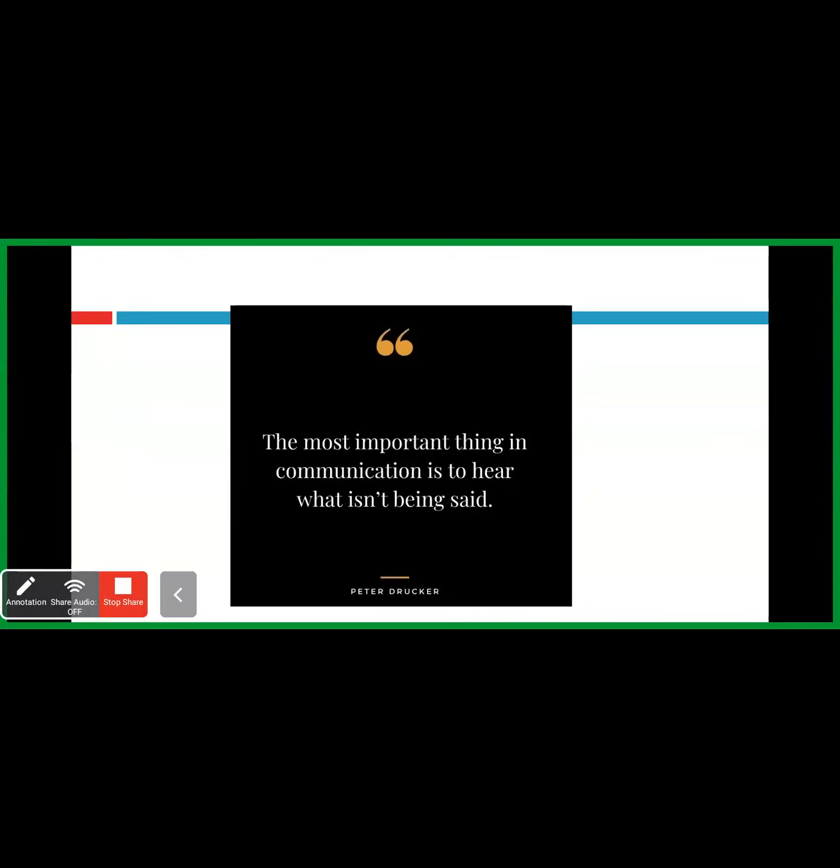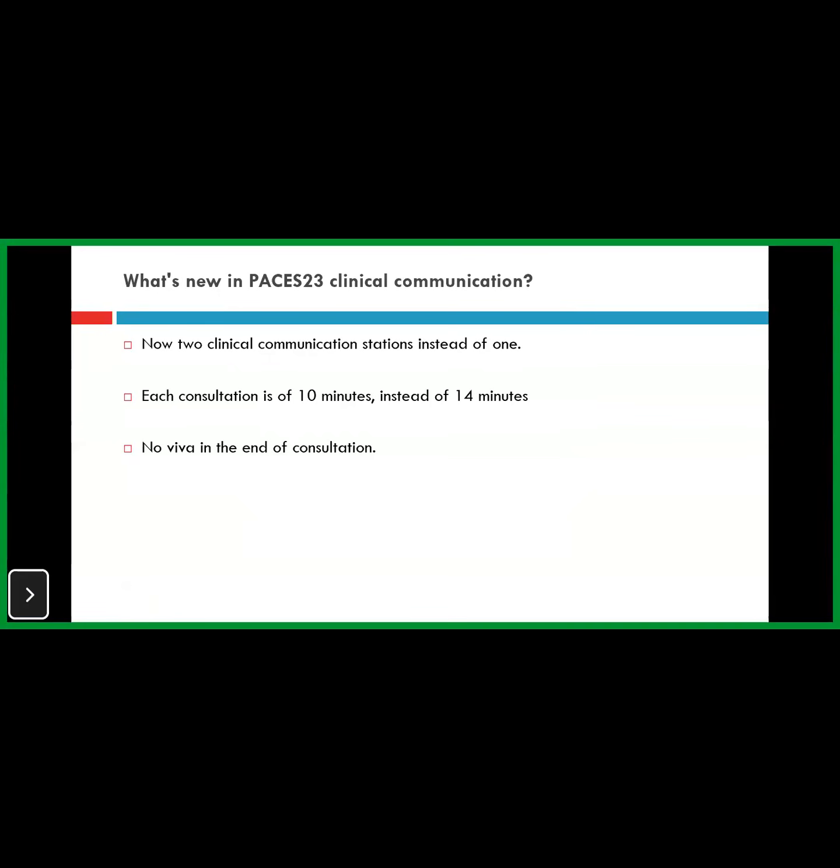Yes. Okay, good. Now, what's new in PACES 23 clinical communication? Previously, we had one clinical communication station of 14 minutes. Right now, they are incorporating two different clinical communication stations. Each consultation will be of 10 minutes instead of 14 minutes. So you will be communicating for 10 minutes in each station, a total of 2 stations. And there is no Viva at the end of the consultation.